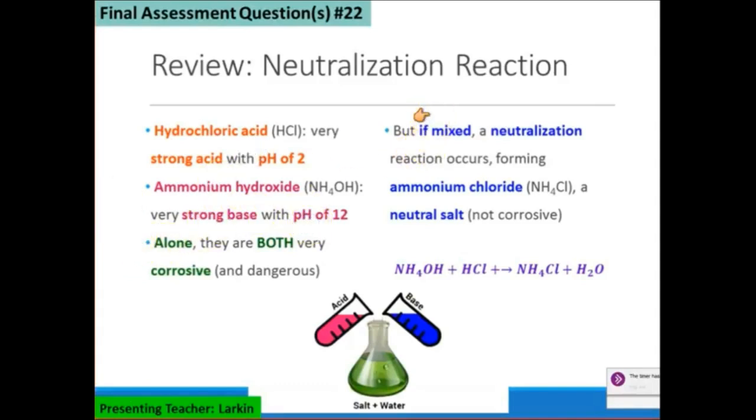However, if we mix the opposites, acid and base, this creates a neutralization reaction. They neutralize each other. They no longer have those extreme pHs. Their pHs get closer to neutral. And so they turn into things that are not dangerous, like ammonium chloride, which is a neutral salt, which is not corrosive. And we can see that reaction right here.